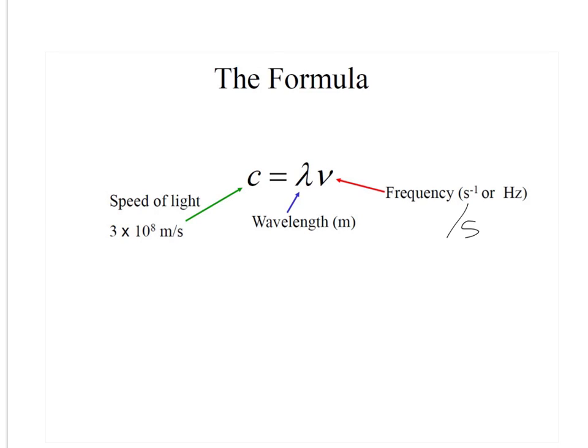So the frequency is inversely proportional to the wavelength, because the speed of light is a constant. So as the frequency increases, the wavelength decreases, or vice versa. The frequency decreases, the wavelength increases.